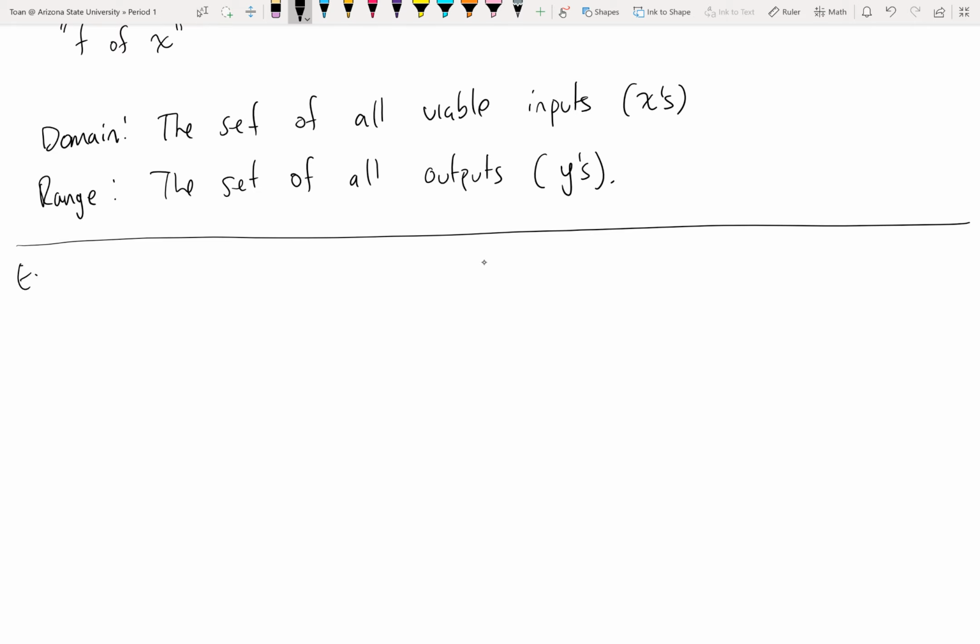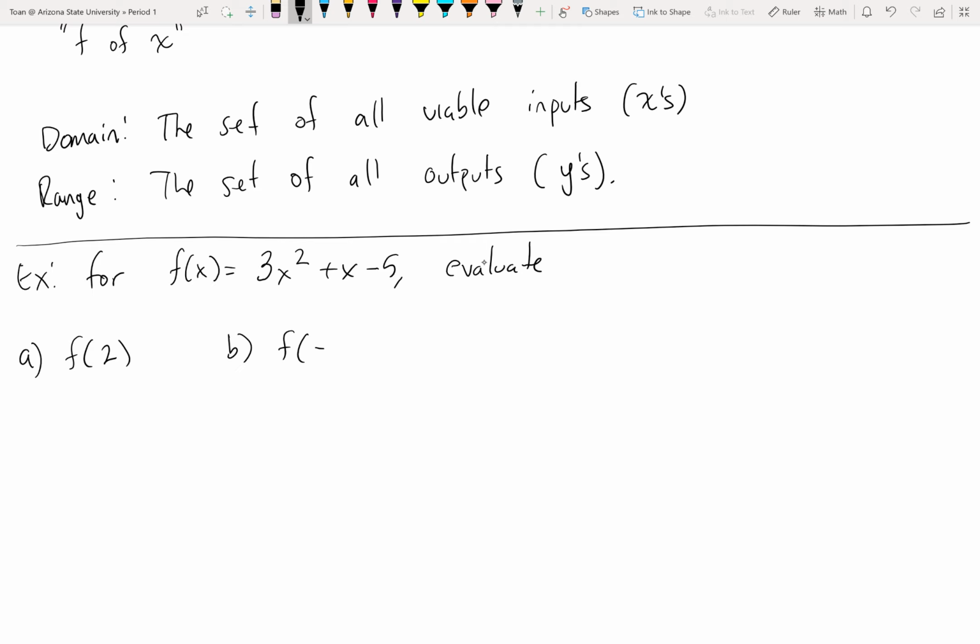So if I asked you to do something like this, for f of x equals, I don't know, 3x squared plus x minus 5, evaluate letter A, f of 2, letter B, f of negative 1, letter C, f of x plus, pick your favorite number, 5. All right, that's going to suck when we multiply it out, but sure, we're adventurous.